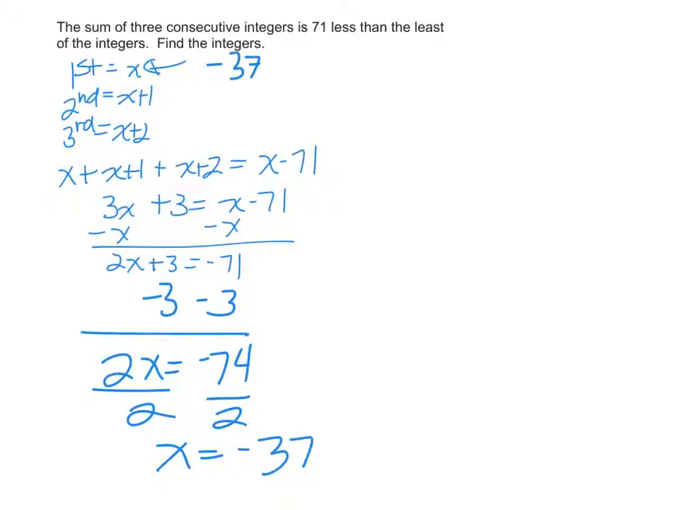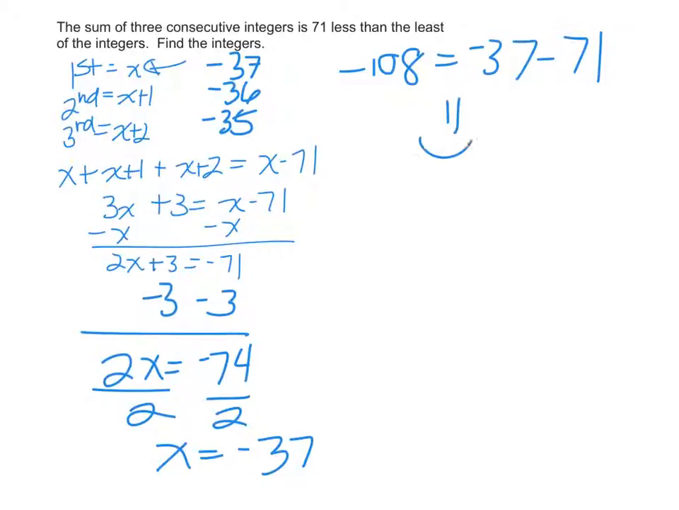If I add 1 to that, I get negative 36. And if I add 1 to that, I get negative 35. And if we find the sum, I get negative 108. And that is 71 less than negative 37.